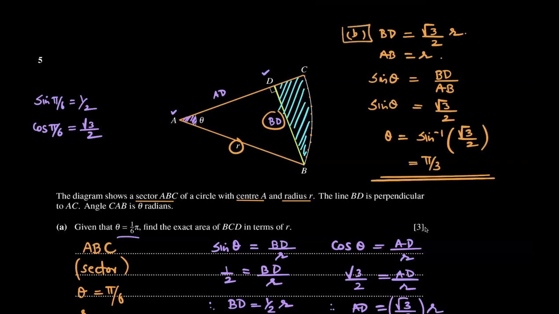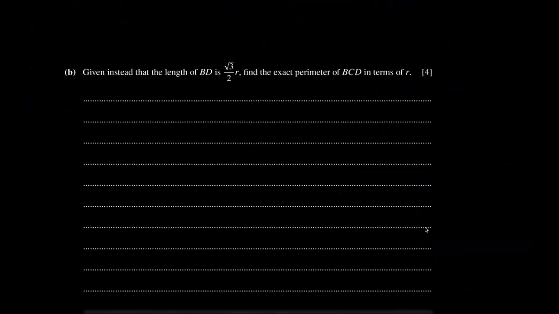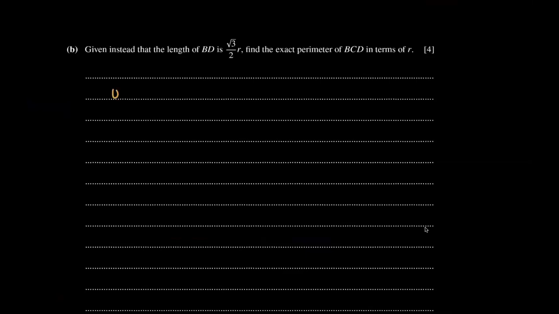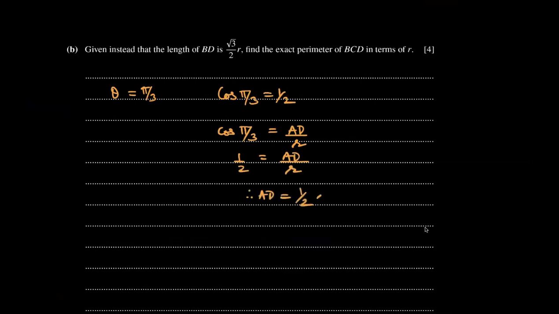Now, what about AD? We have to use cosine. So first of all, theta is found to be pi by 3, and cosine of pi by 3 is half. And cosine of pi by 3 equals AD divided by R. So half is equal to AD over R. Therefore, AD is half R.